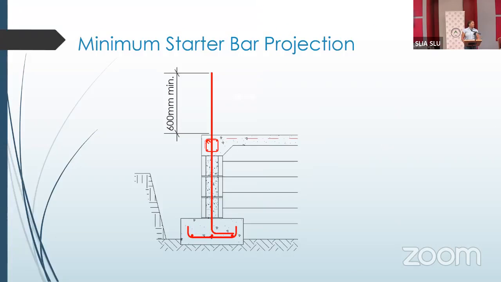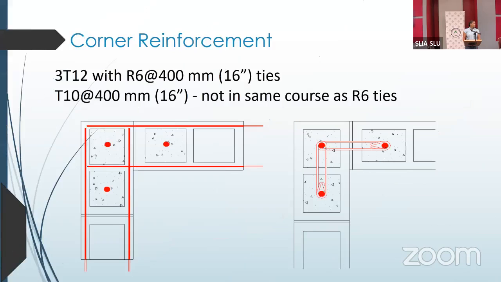Example of our starter bar going from the foundation all the way up through our slab and your minimum projection, so that you can tie your wall reinforcement to it. And then the ways in which we need to tie walls that meet. So your walls can meet at a corner, you can have a T-junction, or you can have an X.